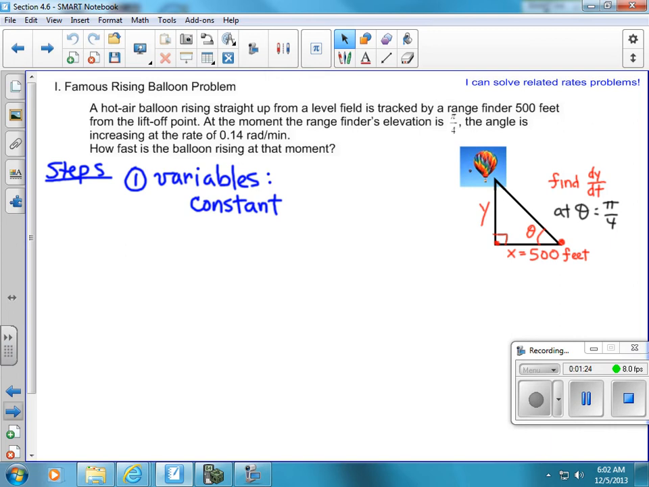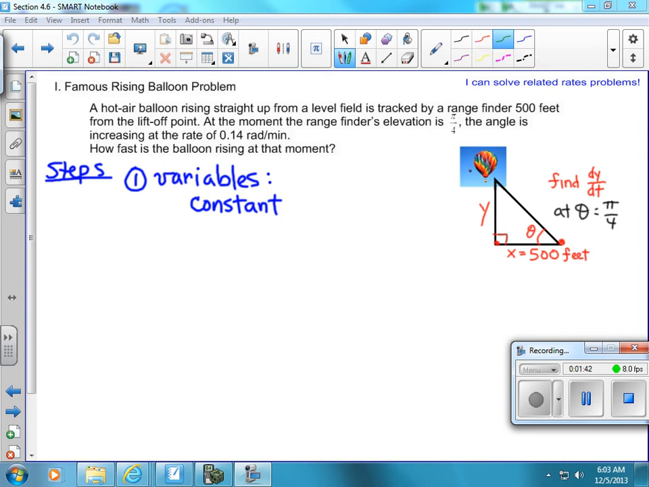Okay, so the big thing about these problems is setting up a picture and figuring out what you're looking for, what numbers are fixed, and what numbers change with time. That is our big process. So the first part is to draw the picture. Right here is the liftoff point, and over here, 500 feet away, is the rangefinder. That x value is a constant.